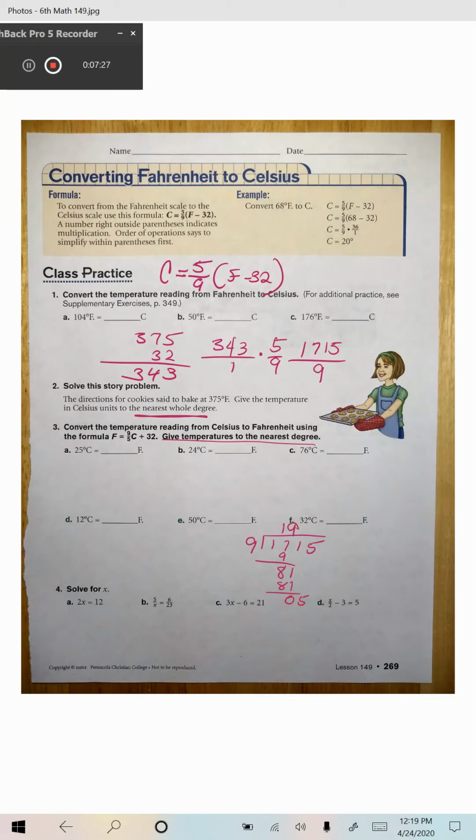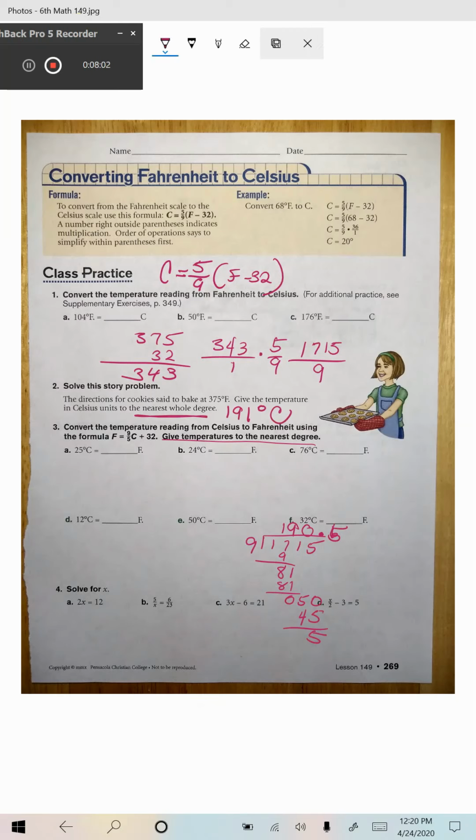I'm going to bring down the 5, but 9 still cannot go into the 5. So I need to put a 0. At this point, I'm going to put a decimal, and I'm going to add a 0 after that 5. Now I have 50. 9 into 50 would be 6 times, right? No, that's too big. 5 times. That would be 45. And at this point, I can just quit because I have the number up top. And the 5, I know, rounds my 0 up to a 1. So I'm going to round it to the nearest whole number, which is 190 degrees Celsius.